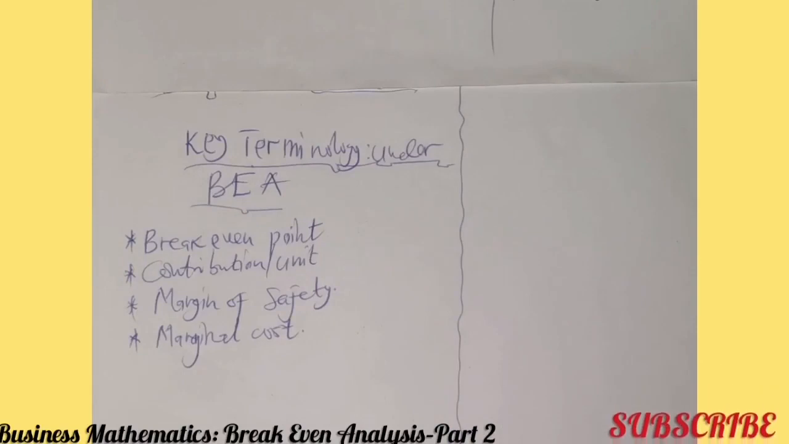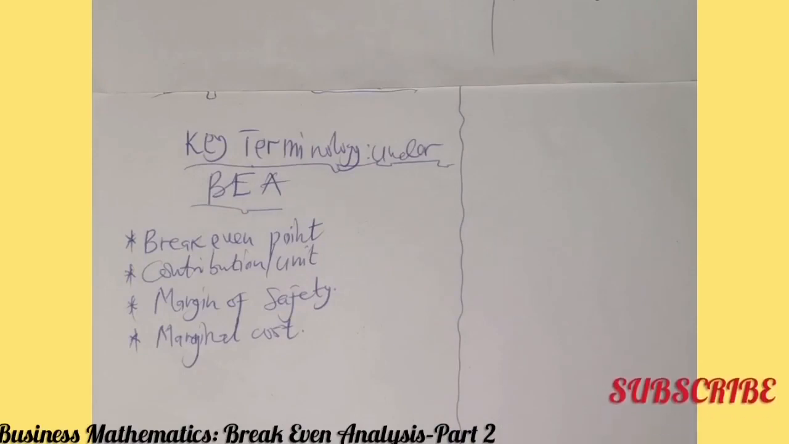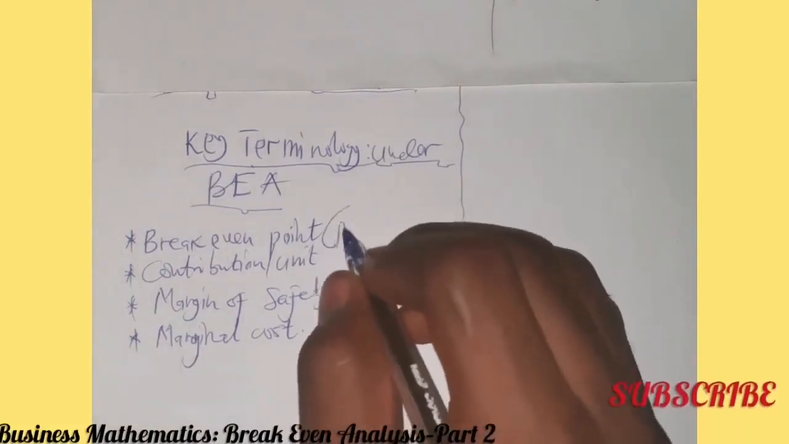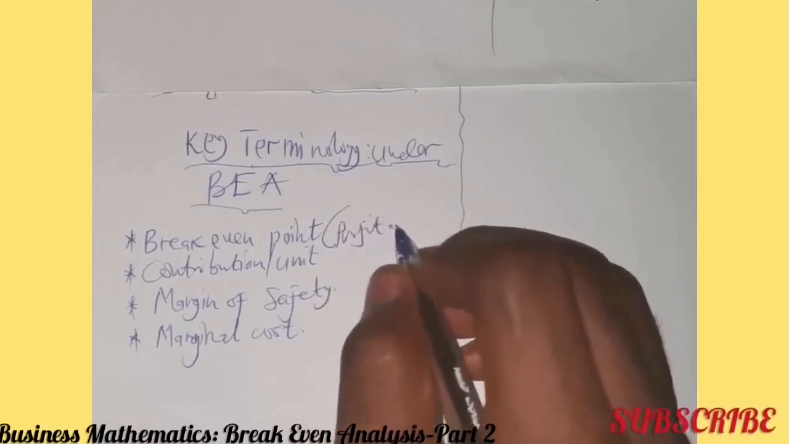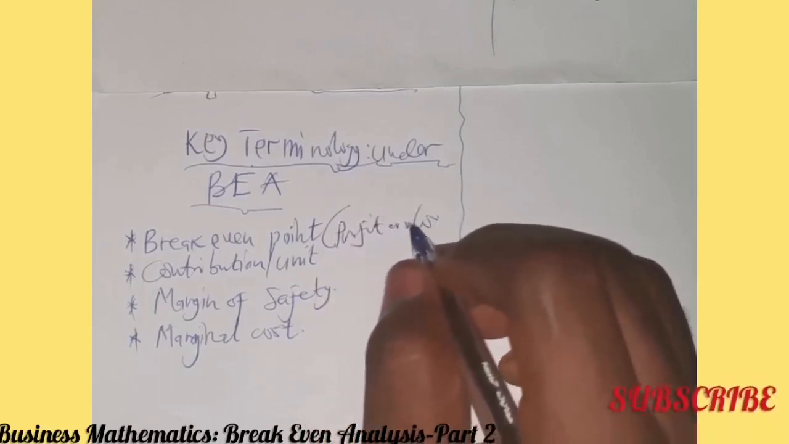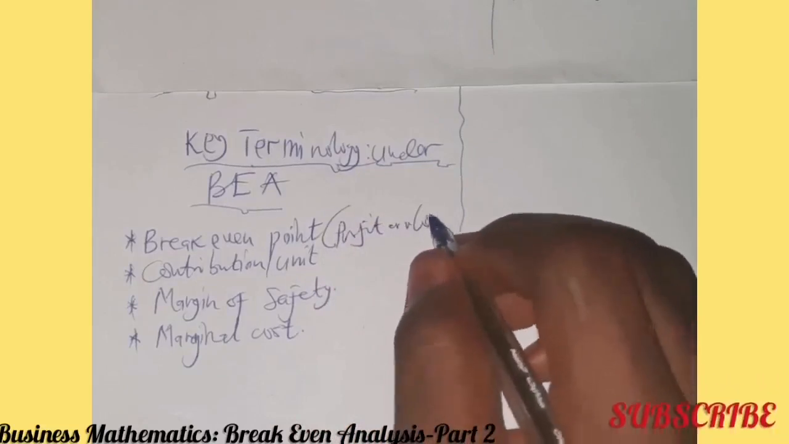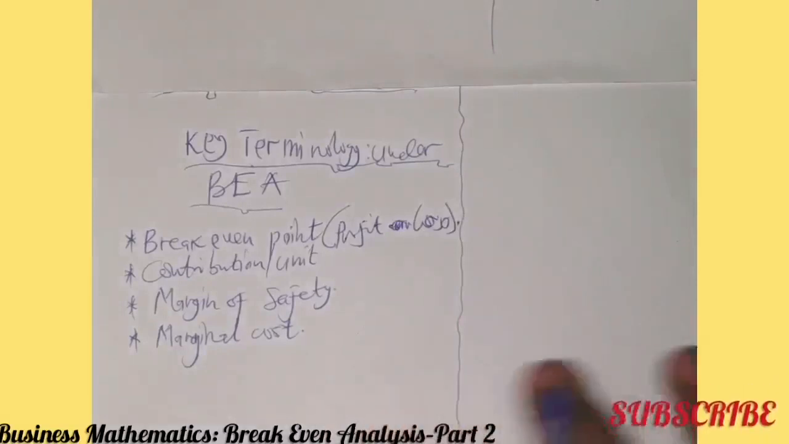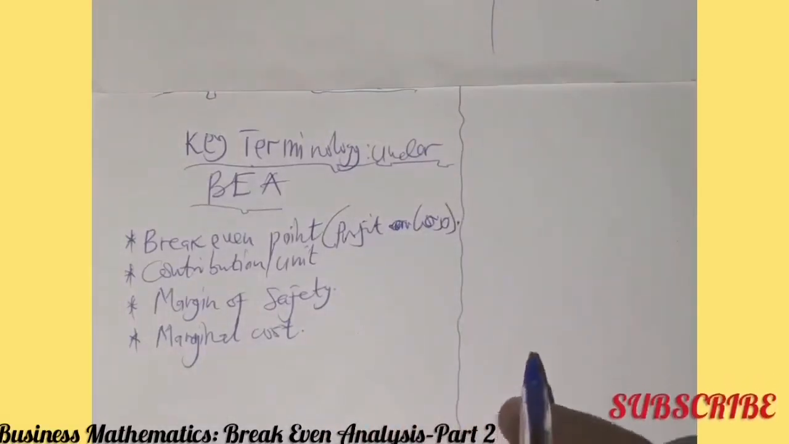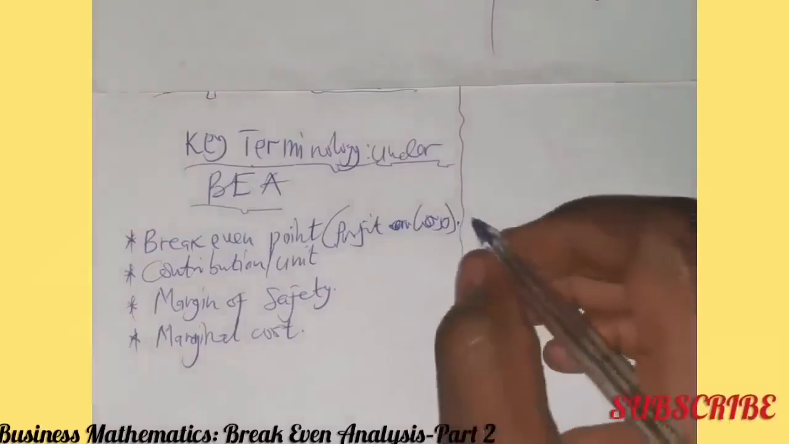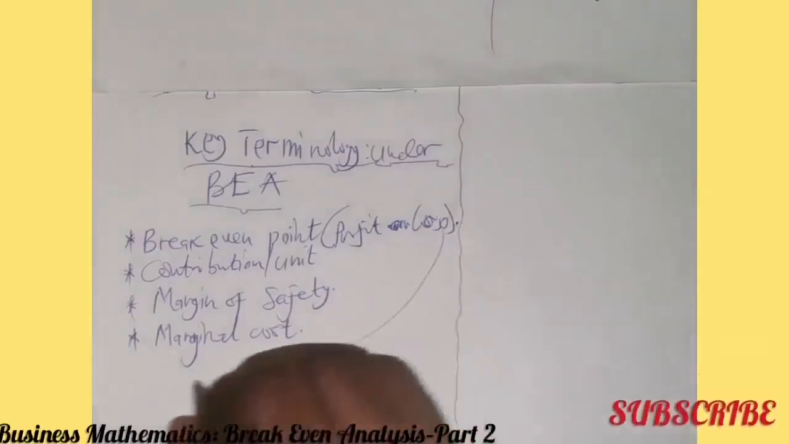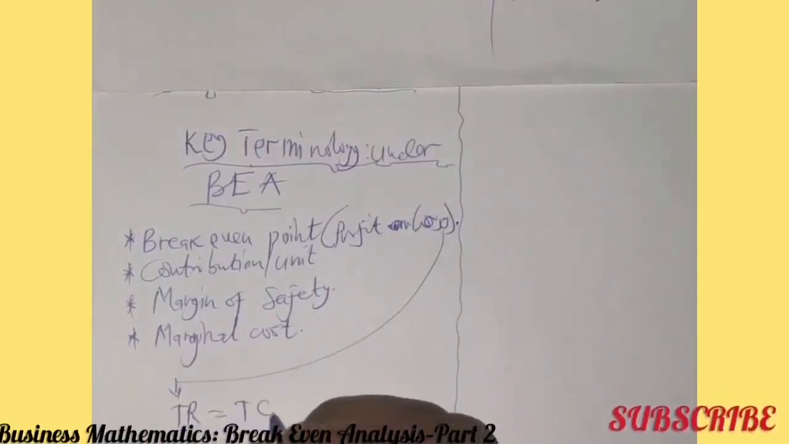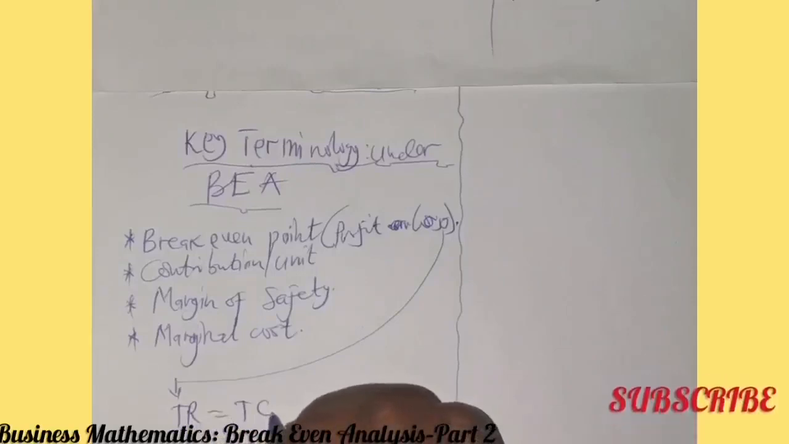So break-even point is the point at which the company neither makes a profit nor a loss. That's what I mean by the break-even point. So at that point, there is no profit made or loss incurred, meaning that at that point your total revenue will equal your total cost. That is what break-even point wants to tell us.